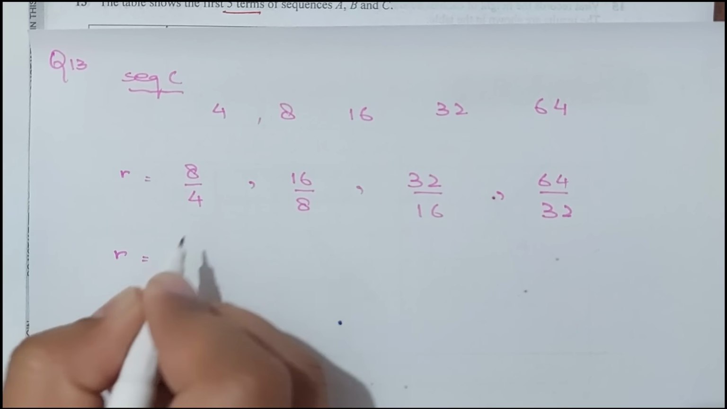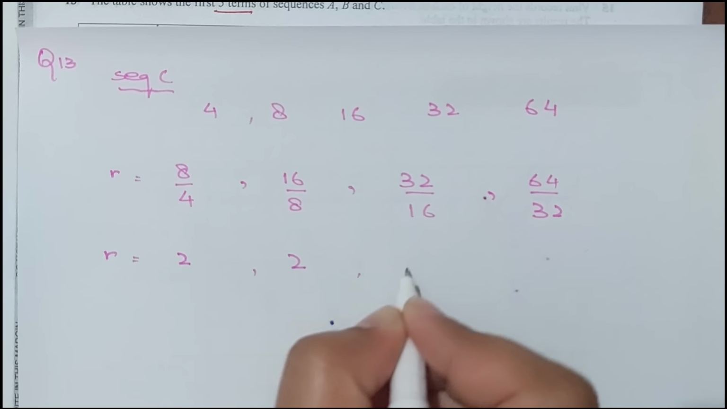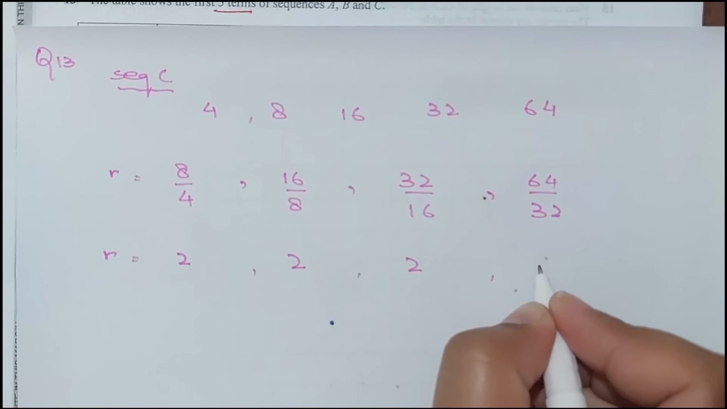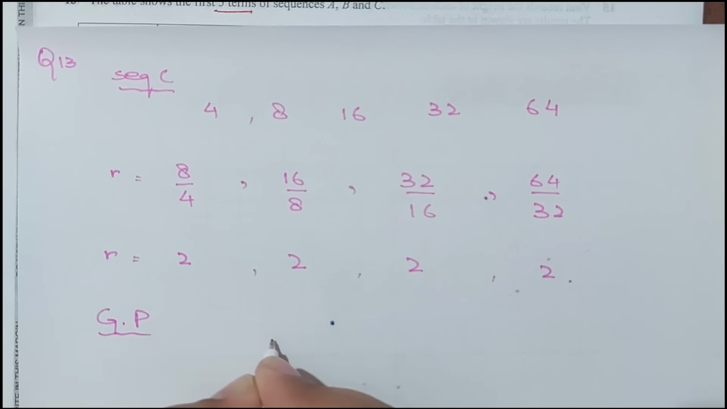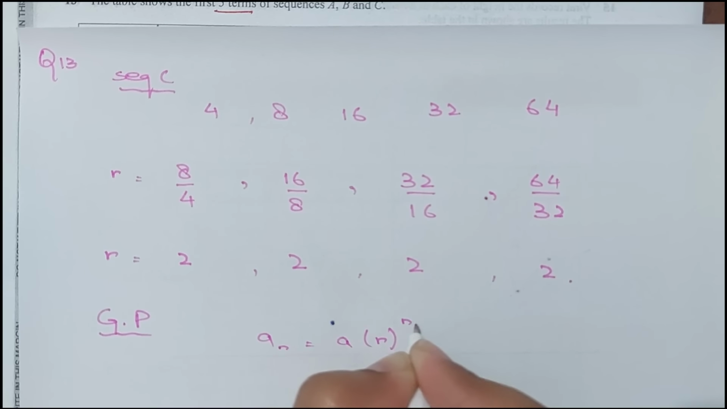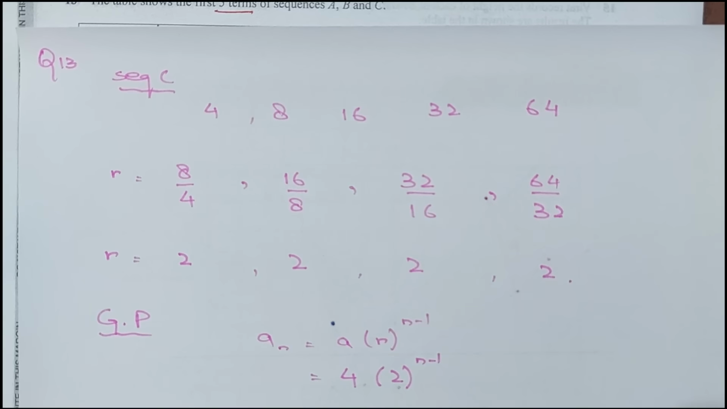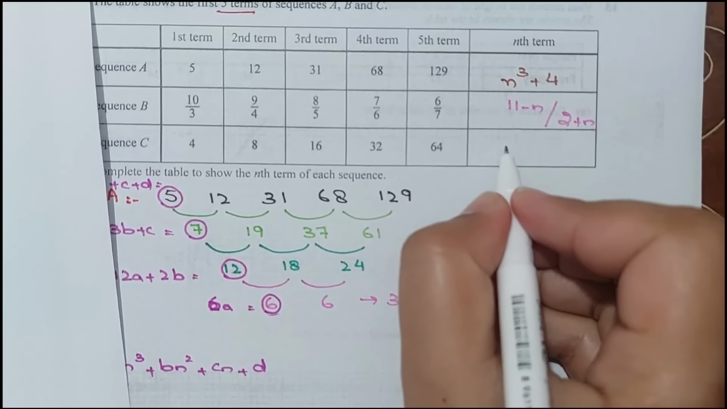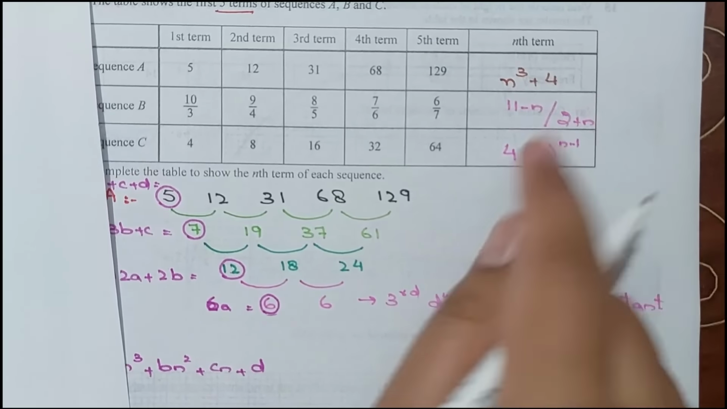This R is 4 times 2 is 8, 8 times 2 is 16, 16 times 2 is 32, 32 times 2 would be 64. Yes, it is a geometric progression. Geometric progression has the nth term a r to the power n minus 1. A is the first term, r is the common ratio. So 4 into 2 to the power n minus 1, yes.